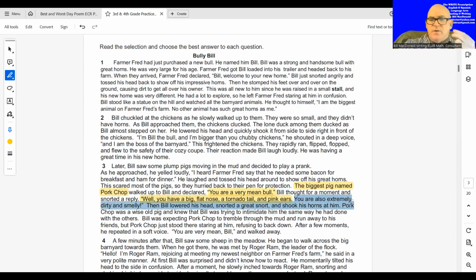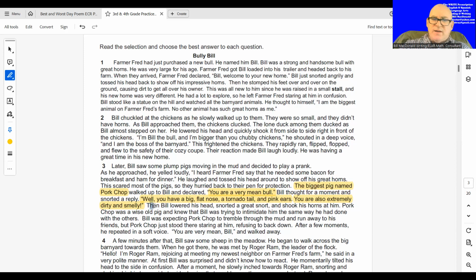"You also are extremely dirty and smelly." Okay. So sometimes he says something. So let's see if Pork Chop has a reaction. Nope, it's more of Bill. Then Bill lowered his head.